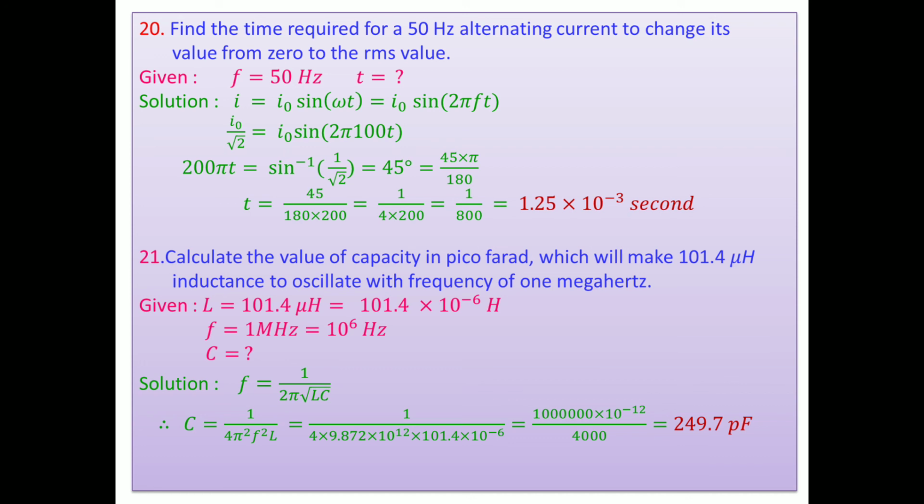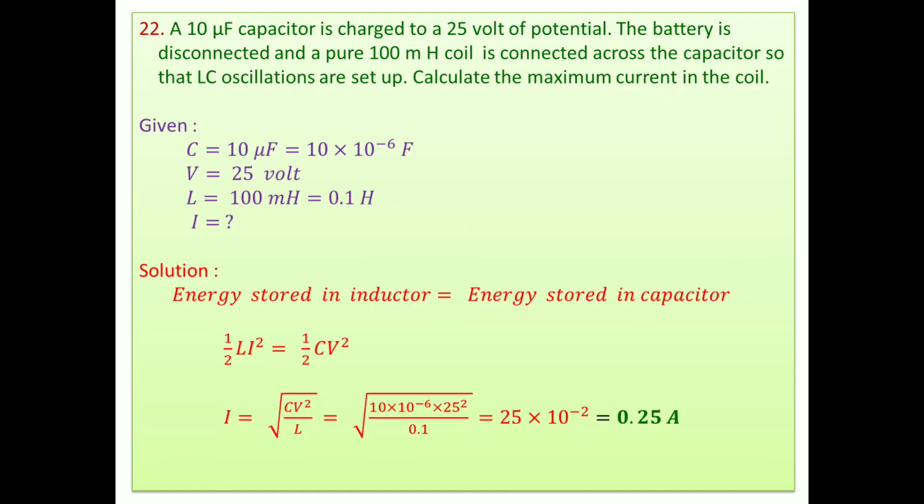Rearranging the terms, some calculations are arranged here. Now, numerical number 22 given in your book. A 10 microfarad capacitor is charged to 25 volt of potential. This is an LC oscillation numerical. The battery is disconnected and a pure 100 millihenry coil is connected across the capacitor so that LC oscillations are set up. Calculate the maximum current in the coil.